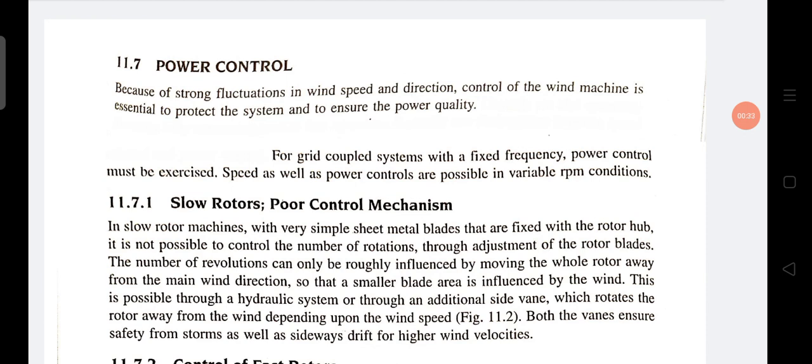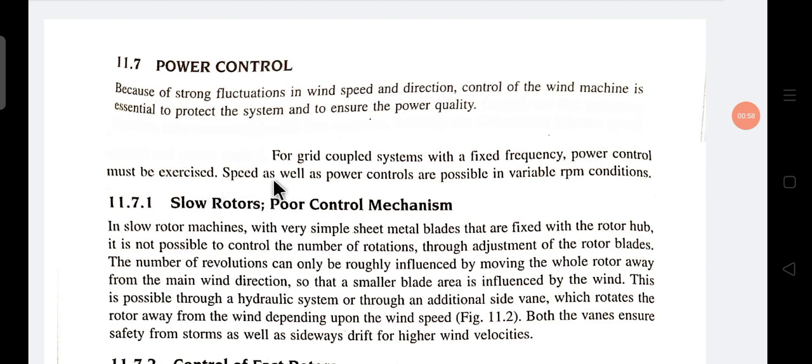Now, because of strong fluctuation in wind speed and direction, control of the wind mechanism is essential to protect the system and ensure the power quality. For a grid coupled system with a fixed frequency, power control must be exercised.